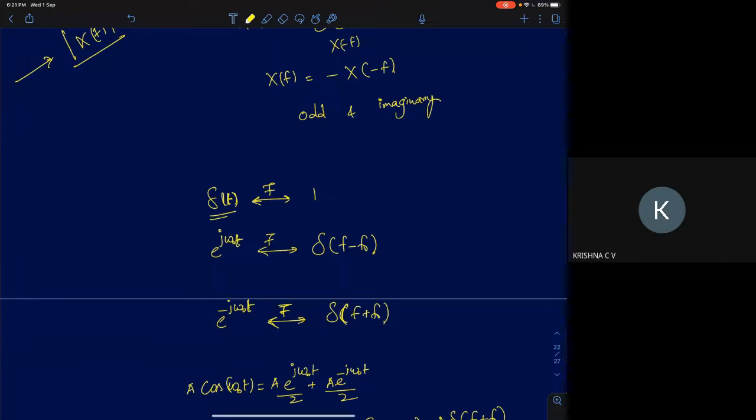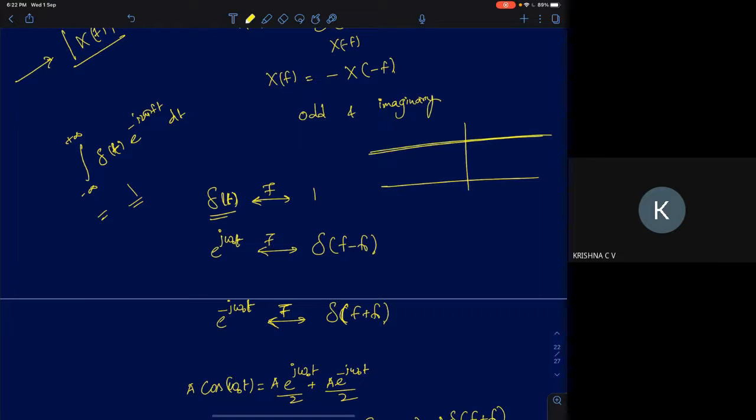First, the impulse signal. It's a very trivial integral to calculate: delta of t e power minus j 2 pi f t dt. Evaluate this integral, you will get 1 for all frequencies. So the Fourier transform of an impulse is 1. It means that all frequencies have equal energy here. Such a spectrum is also called a white spectrum. The color white can be obtained by mixing all the colors in the same proportions. In the same way, this spectrum, which has equal magnitude for all frequencies, is referred to as a white spectrum.